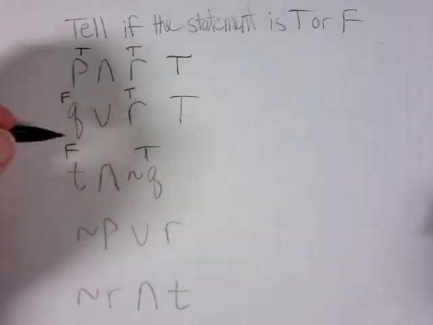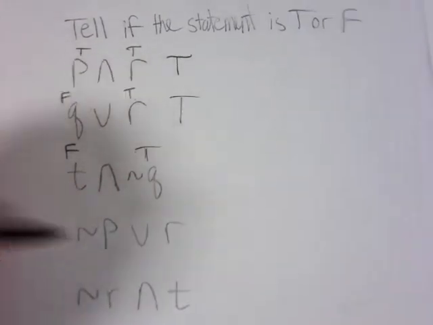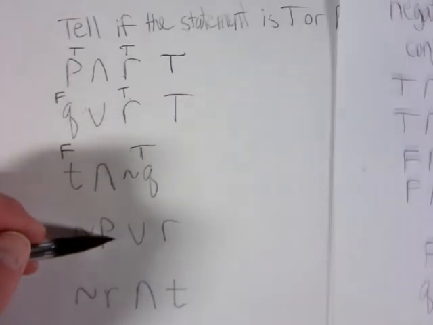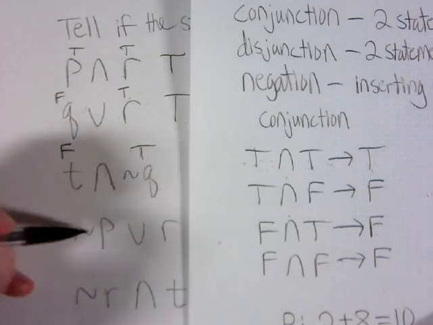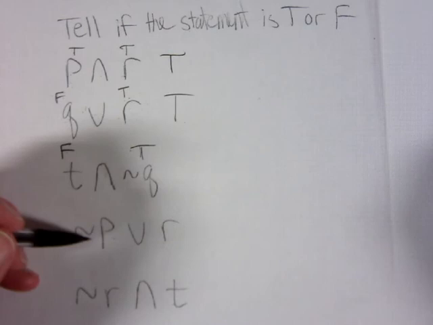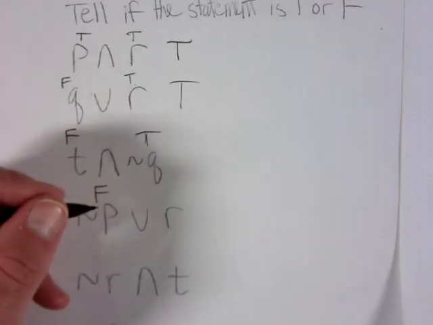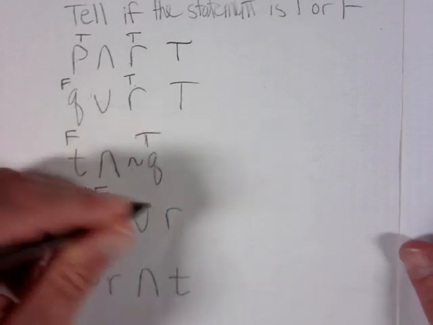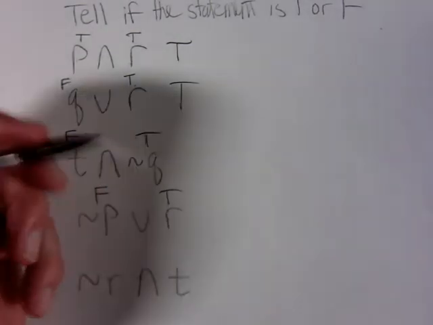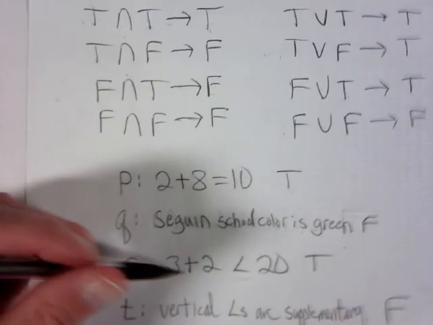Let me see here. What else we got? Next one, not P. Not P. And so 2 plus 8 equals 10. And so then the negation of that would be 2 plus 8 does not equal 10, which is false. It does equal 10. Then we have R, which is a true statement. Remember, R was 3 plus 2 less than or equal to 20.